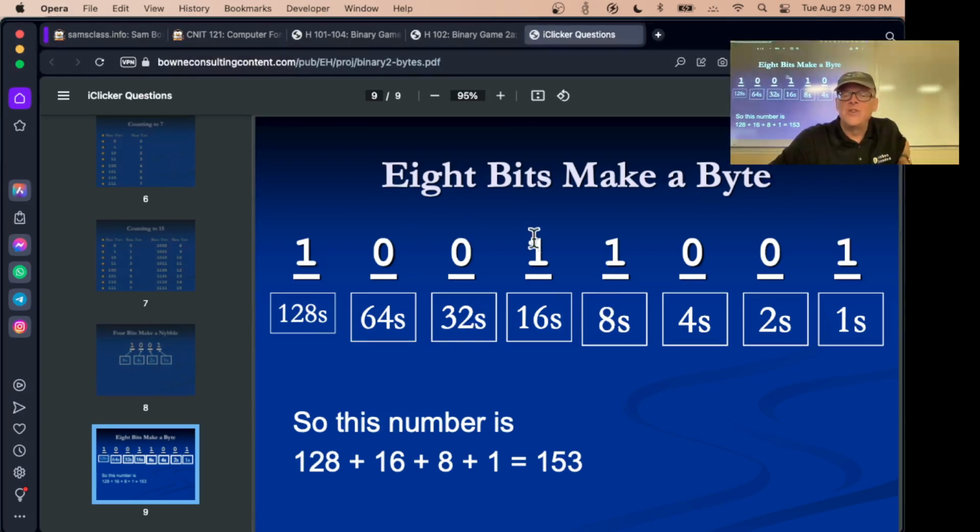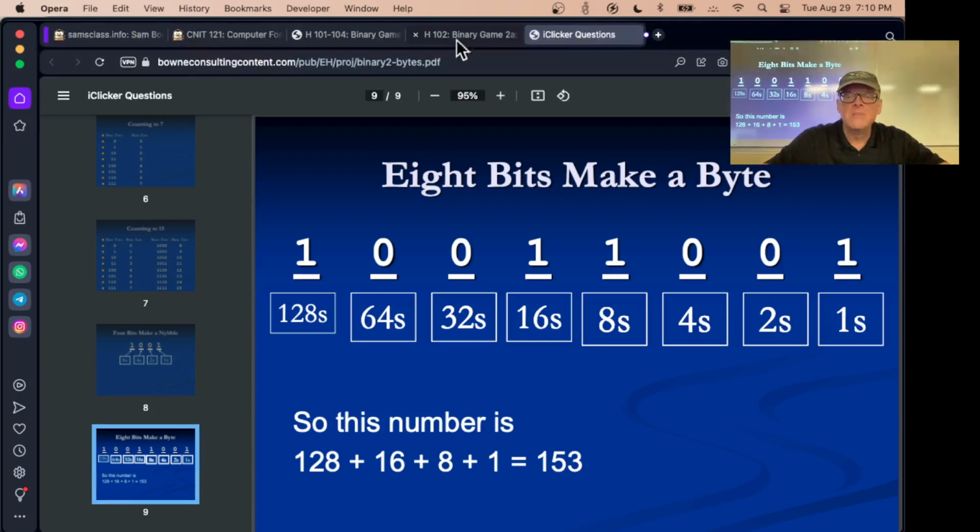So this thing, 1001, 1001, is 128 plus 16 plus 8 plus 1. So that'll add up to 153, and you pretty much have to write this on a scrap of paper or something if you want to get this right. It's pretty cumbersome, but that's a way to do it.